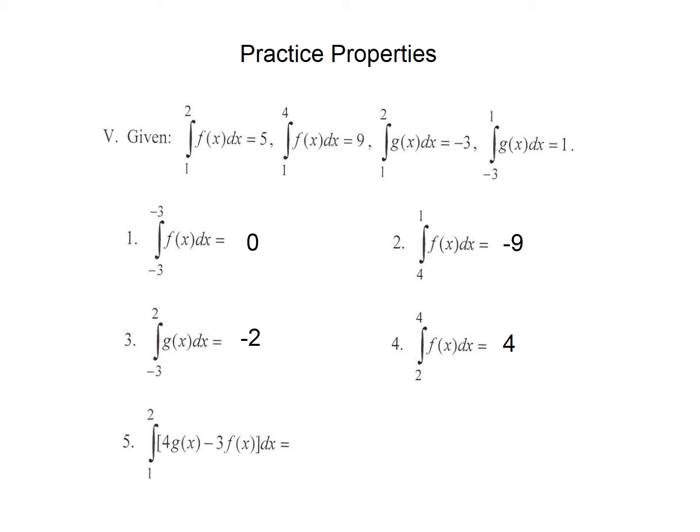And then the last one, 4g of x minus 3f of x, we just find the integral from 1 to 2 of g of x, multiply that by 4, and then the integral from 1 to 2 of f of x, and multiply that by -3, and then subtract those values, -27. If you have any questions about that, you can ask me when we see each other again.